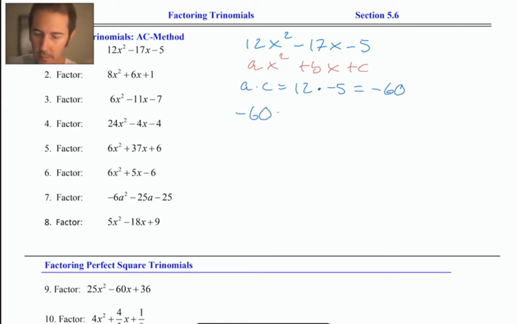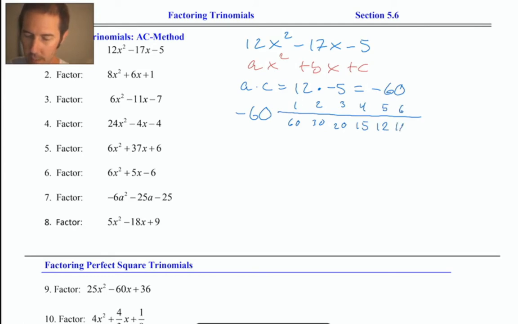I take my negative 60, my AC number, and other people do this vertically. I do this horizontally. I make a list of what I call factor pairs, pairs of numbers that multiply to 60 or negative 60. So let's be thorough. 1 and 60, 2 and 30, 3 and 20. Does 4 divide into that? It sure does. That's 4 and 15. 5 divides into it. That's where we got the 60 in the first place, was 5 times 12. 6 goes in, definitely. 6 times 10.